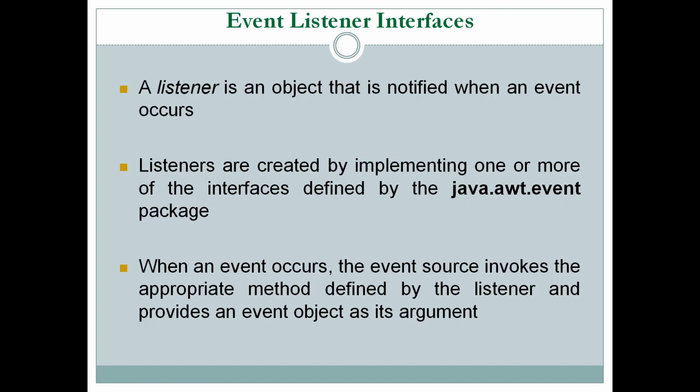As we know, a listener is an object that is notified when an event occurs. If I press the button, an action event occurs and this is notified to the action listener. We have to create a class which inherits ActionListener and that is notified when the action event occurs. In the same way, for different events we have different listener interfaces.